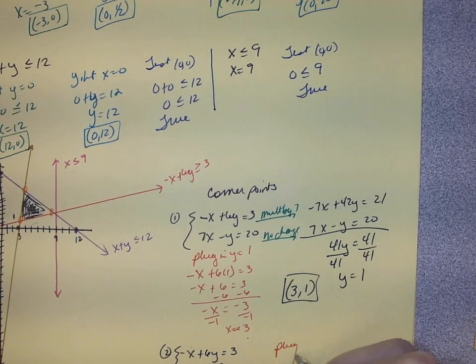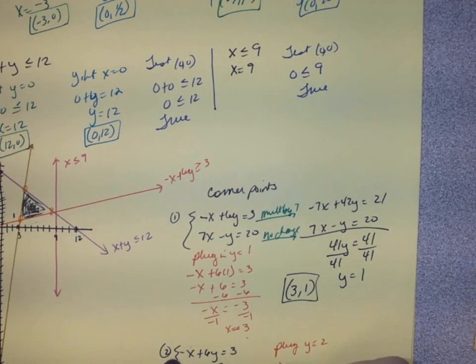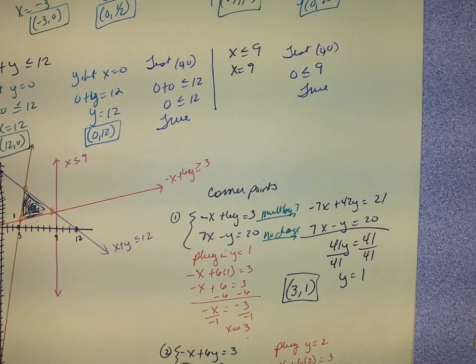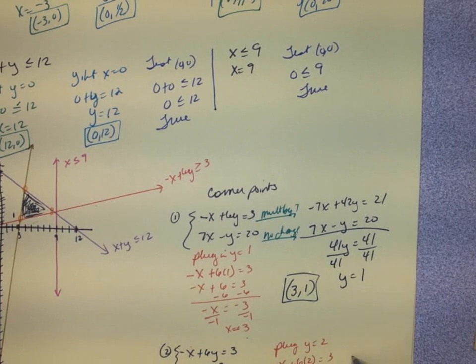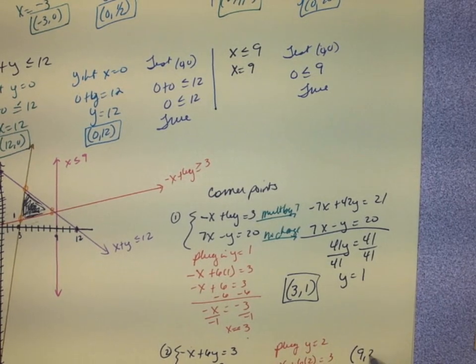Now let's plug y equal 2 into the first equation. So we get negative x plus 6 times 2 equals 3. So negative x plus 12 equals 3. Subtract the 12 over. We get negative x equal to negative 9. Divide by negative 1, and x equals 9. So that means for this one, our point will be 9, 2.